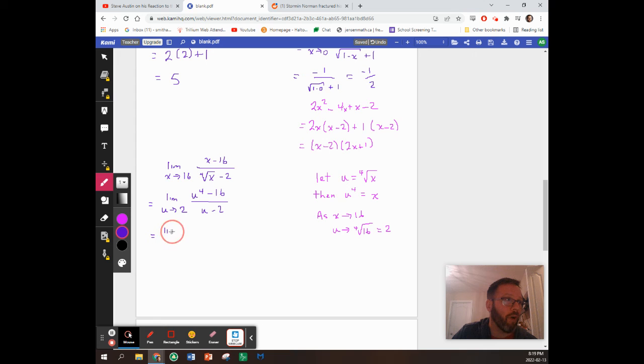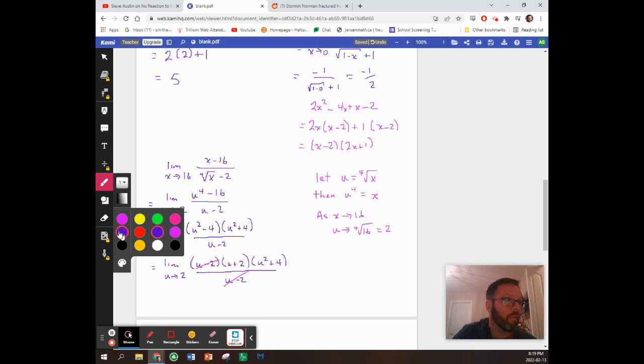You can factor the top as a difference of squares, as u squared minus 4, u squared plus 4. And u squared minus 4 is actually a difference of squares too. I can factor that as u minus 2, u plus 2. Of course, I still have u squared plus 4 all over u minus 2. And we can see that u minus 2 divides out.